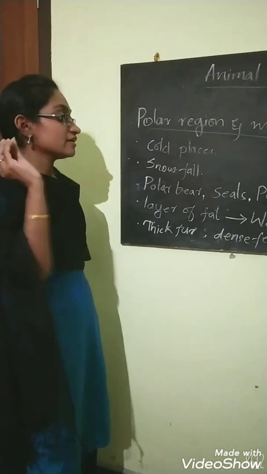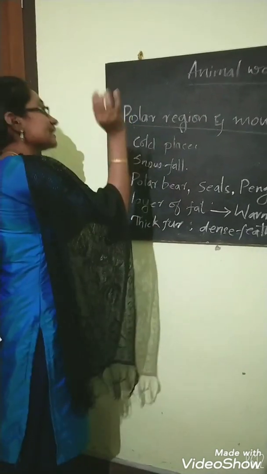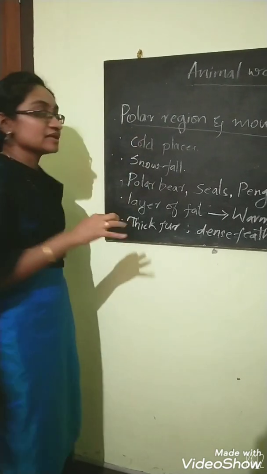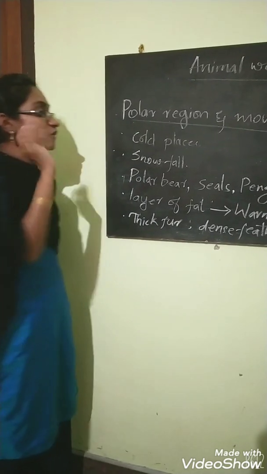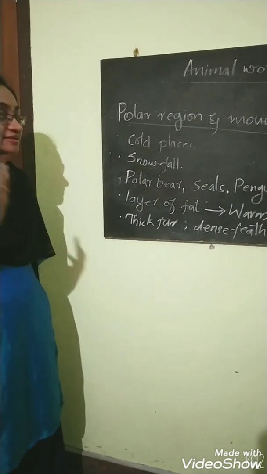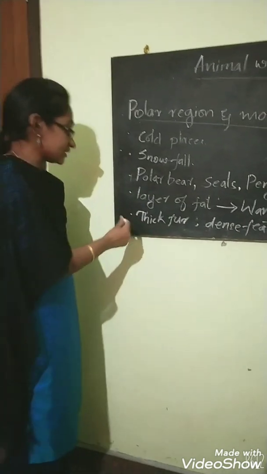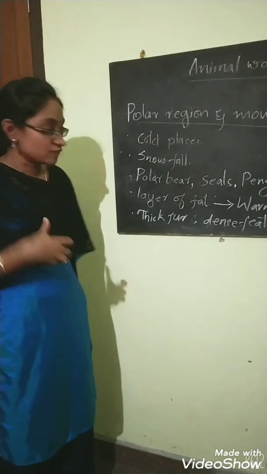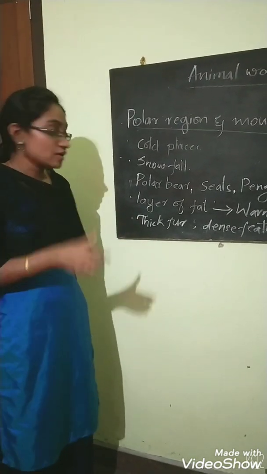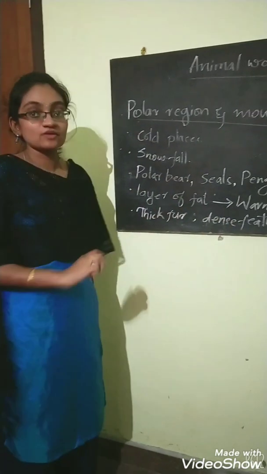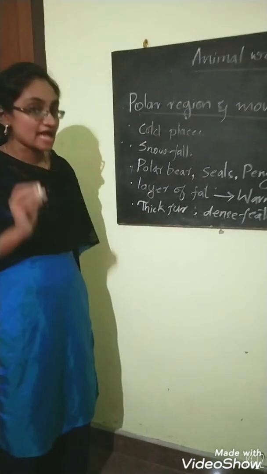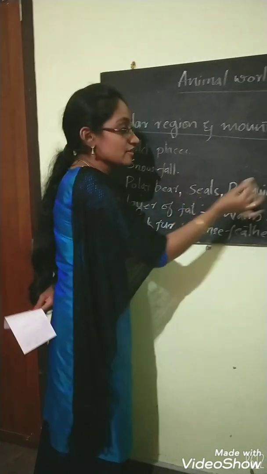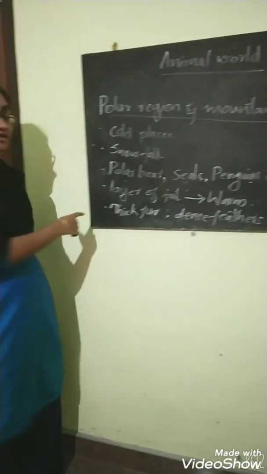These are the adaptations needed for an animal or bird to live in areas like the polar region or mountains. These are cold places. They may have snowfall, and for animals living in this area, they need special features. These include a thick layer of fat in their body to keep them warm, or thick fur, or dense feathers on their body. The examples of animals in the polar region and mountains are polar bear, seals, penguins, etc. I think it's clear for you.